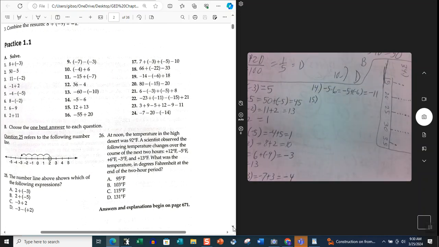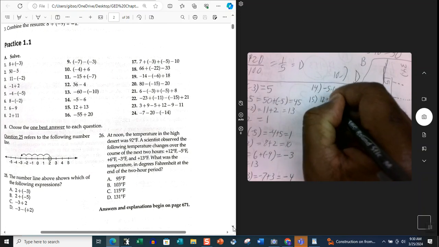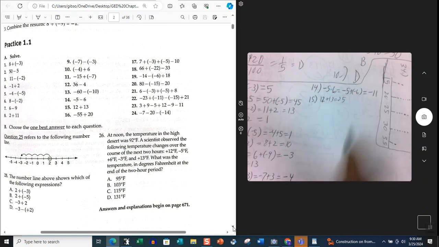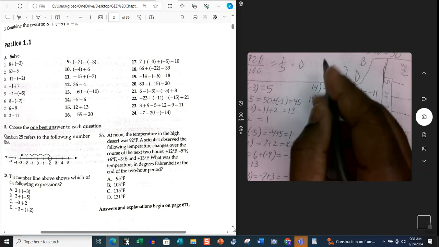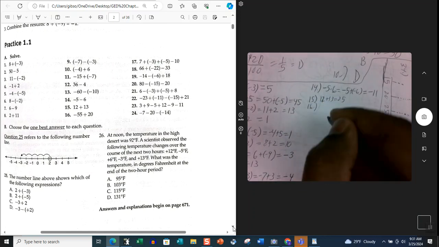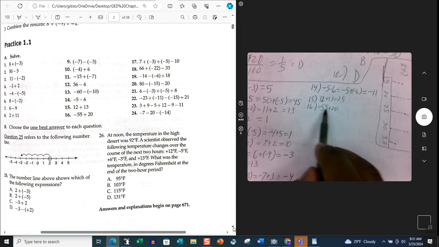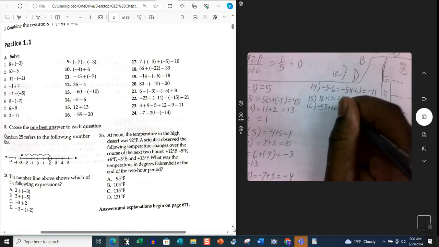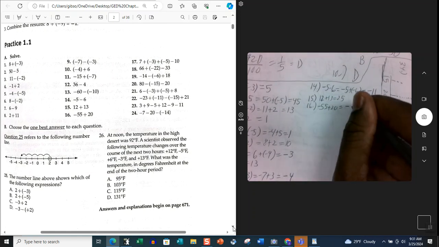Problem 15 is 12 plus 13, which we know is 25. We do the same thing. They have the same sign, and then we just add them together, carry the sign. So now we go to problem 16. Negative 55 plus 20. The 55 is larger than 20, so we know we'll carry over our negative sign. 55 minus 20 is 35.